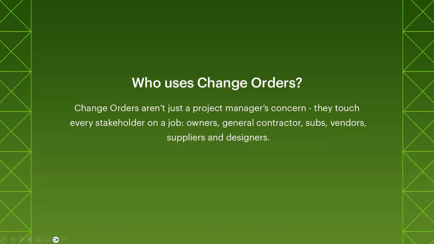When we think about change orders, sometimes people fall into the trap of thinking that it's just the project manager's concern and the client's concern. But really, they're going to touch every stakeholder on a job, whether that's the owner or client, the general contractor. It's also going to affect your subs, vendors, suppliers, and designers. So anyone involved in the job is going to need to utilize that change order and have access to it so they can get the necessary information to make sure there are no gaps in communication. Fantastic. So this is really something that affects everyone on this webinar, everyone involved in a job.